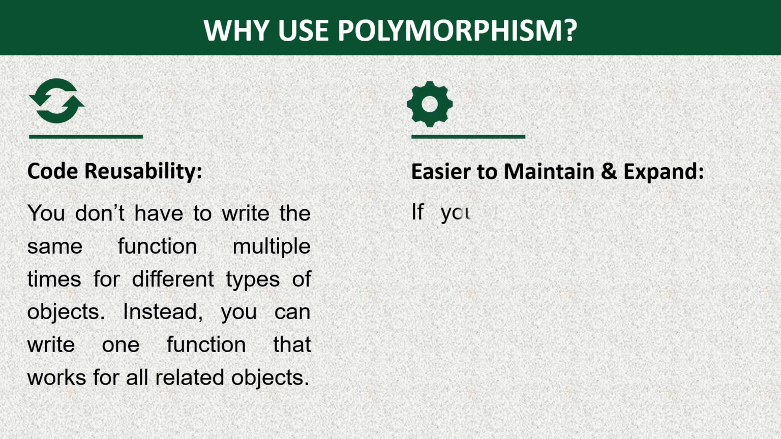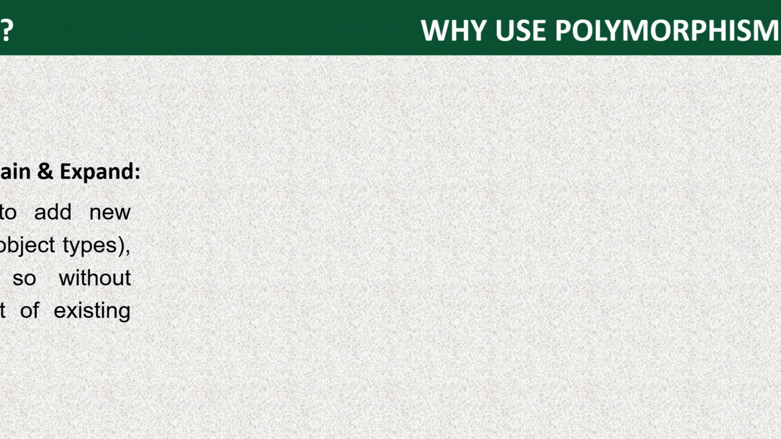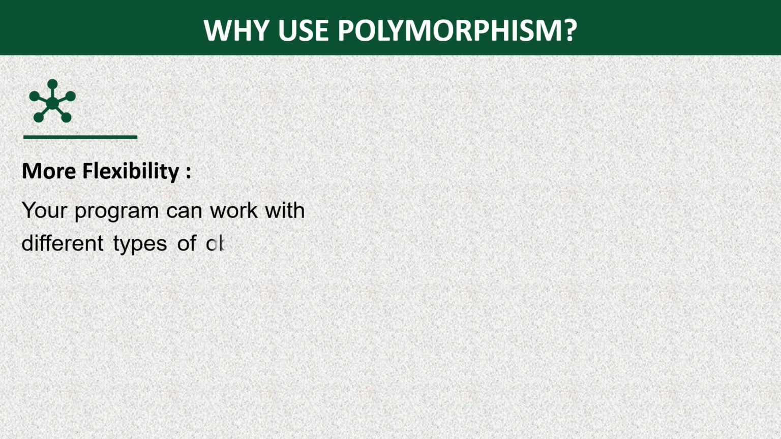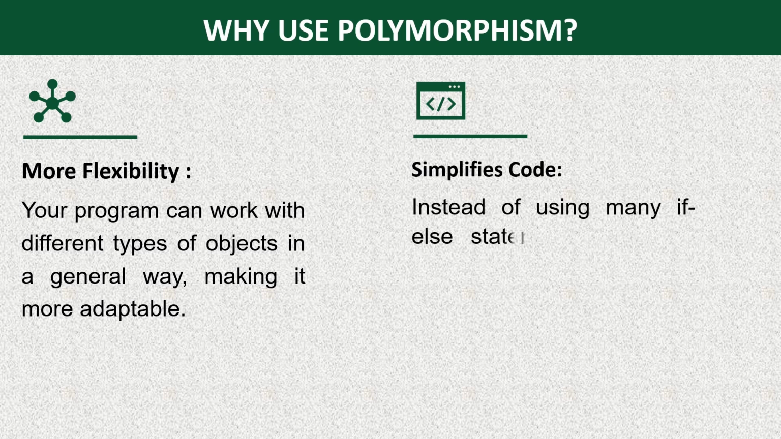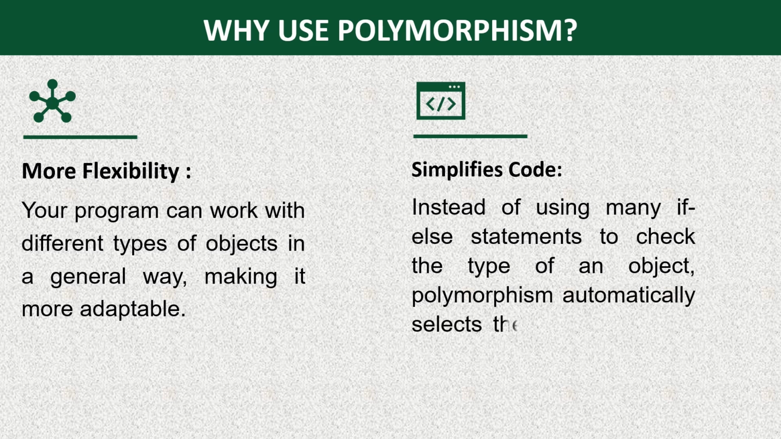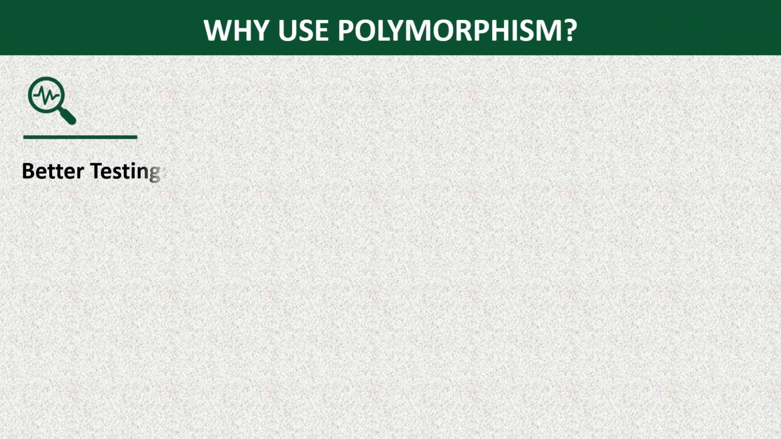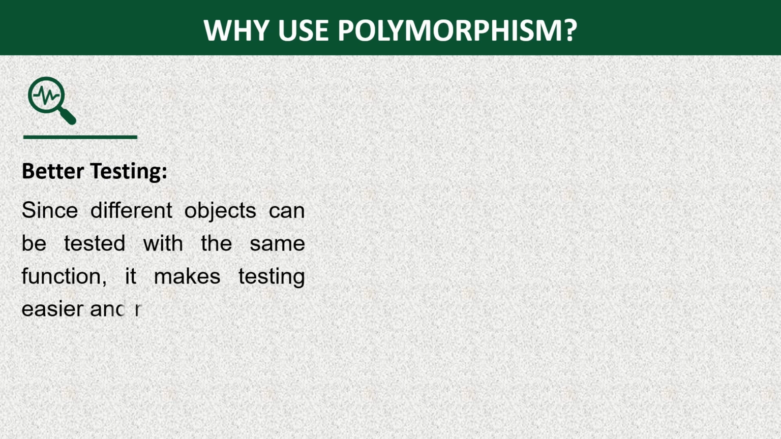Easier to maintain and expand: if you need to add new features, you can do so without changing a lot of existing code. More flexibility: your program can work with different types of objects in a general way, making it more adaptable. Simplifies code: instead of using many if-else statements to check the type of an object, polymorphism automatically selects the right method at runtime. Better testing: since different objects can be tested with the same function, it makes testing easier and more organized.